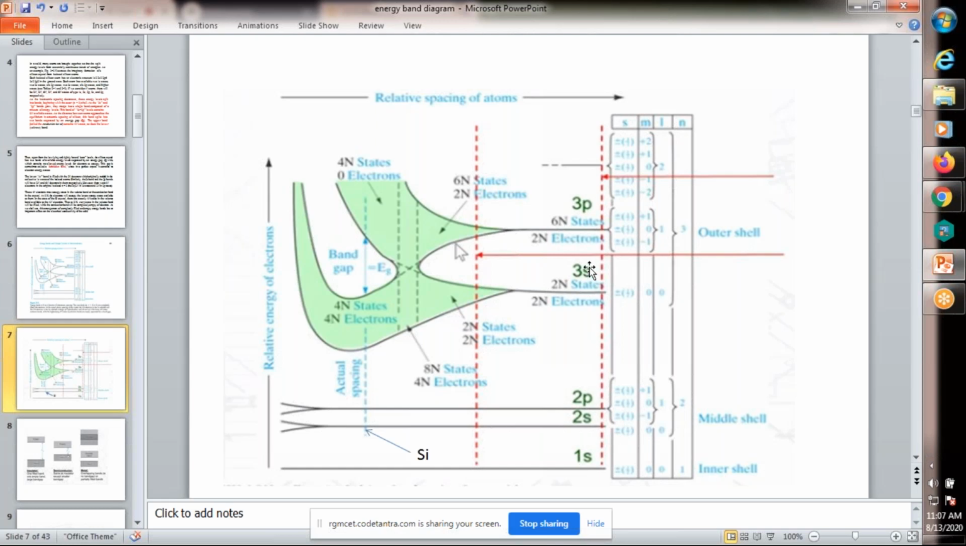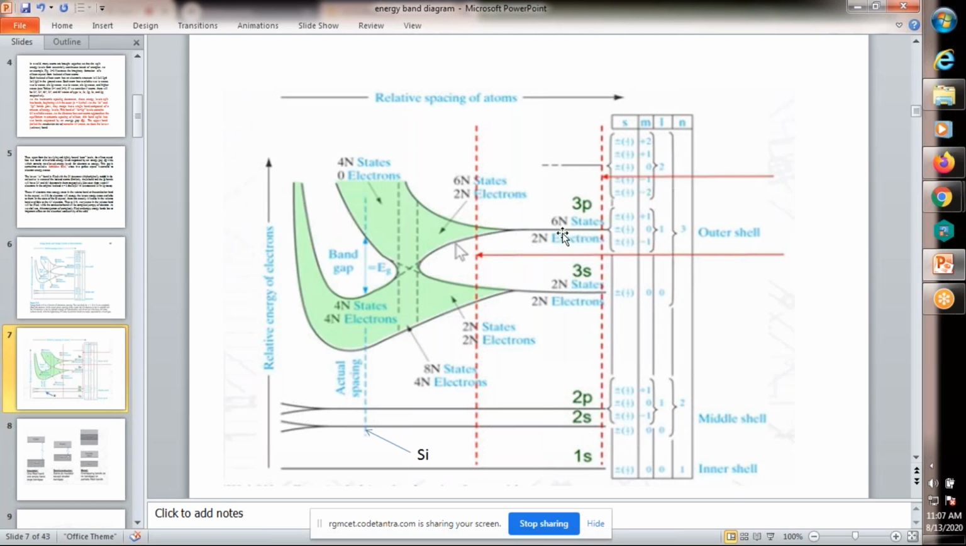What about 3s? How many states? 2 states, 2 electrons. Whereas 3p, 6 is the maximum, so 6 states, where capital N is the number of atoms. For a single atom, 3p has 6 states but only 2 electrons are available in silicon. So for N atoms: 3s has 2N states and 2N electrons; 3p has 6N states and 2N electrons.